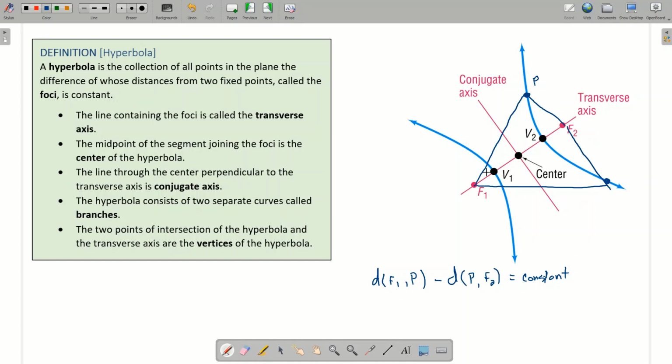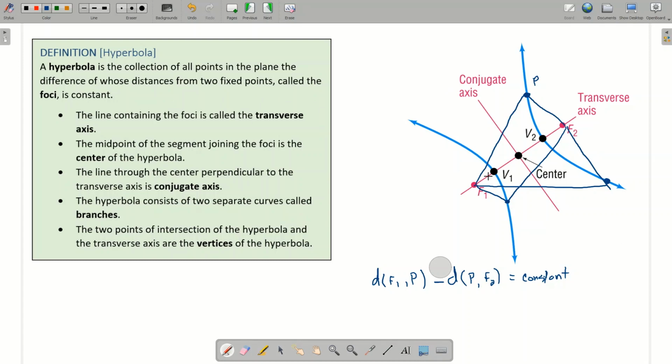And you can go on the other branch as well. So I could pick this point, I could measure this distance and this distance, subtract them, take the longer one minus the smaller one, and you will get this same constant. So very similar to what we saw with an ellipse. With an ellipse, it was that the sum of the distances to the 2 points was constant. With a hyperbola, it's that their difference is constant.